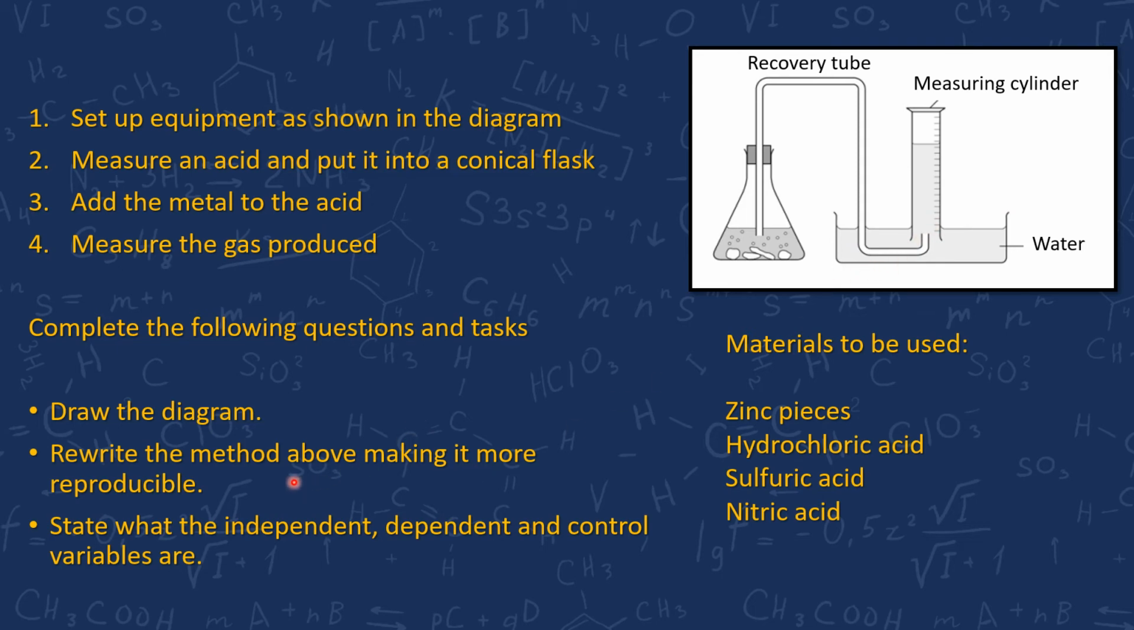I want you to rewrite the method, making it more reproducible. So these 4 steps here need to be more specific. You will need to say how much acid you put into the conical flask and how you measure it. So measure it in a measuring cylinder and then pour it into the conical flask. Add however many grams of metal into the acid. Measure the gas produced with a measuring cylinder. Do it step by step and be really precise about how exactly you do this experiment, so that if an alien appeared and knew nothing about science, it would be able to reproduce this experiment.